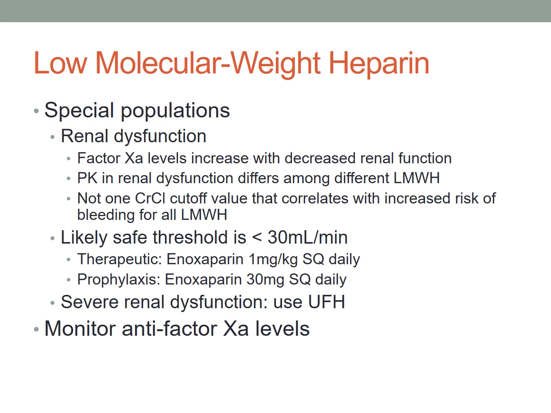Now I've listed some examples of renal dosing using enoxaparin here. And manufacturers of low molecular weight heparins usually recommend that if a patient has severe renal dysfunction that you avoid low molecular weight heparins entirely and just use unfractionated heparin. But when in doubt, you can always check an anti-factor 10A level.